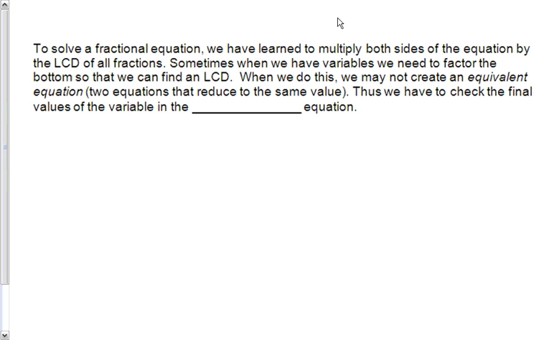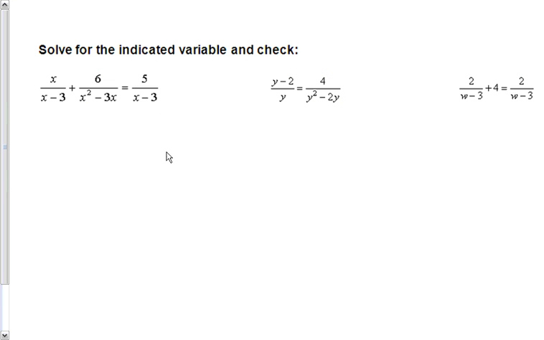When you solve, though, we're multiplying an equation by the LCD. Sometimes when we have variables, we need to factor the bottom in the equation to find the LCD. Okay, it's easier to find the LCD usually in factored form. When you do this, we may not create an equivalent equation, two equations that reduce to the same value. What's going to happen? You might multiply through, and you're going to lose your denominators. Okay, and if you do that, you might actually be multiplying by something that's undefined. Okay, you can't really do that. So we need to check to make sure we don't have any undefineds. Okay, so we may get solutions, but they may not work.